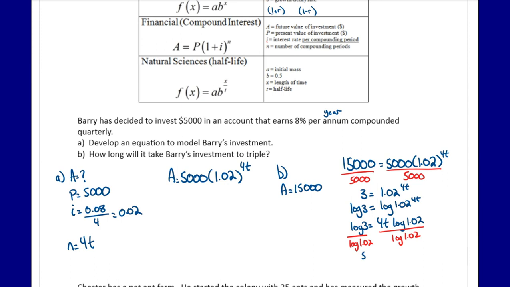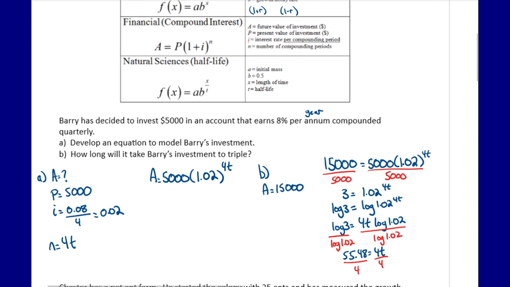We get 55.48 equals 4t. We're going to divide both sides by 4 to get t by itself. And then we find that t is equal to 13.87. Let's make this a little bit neater. T is equal to 13.87.